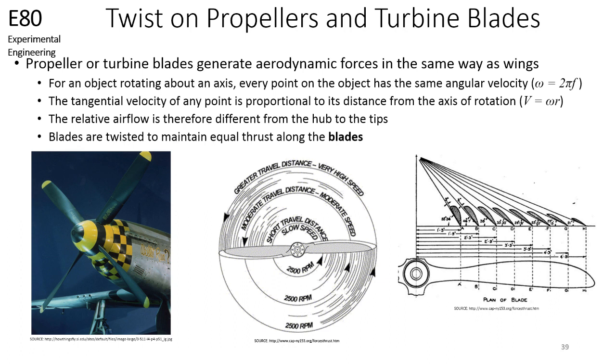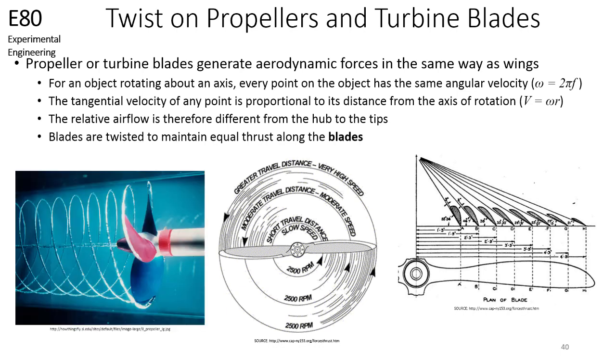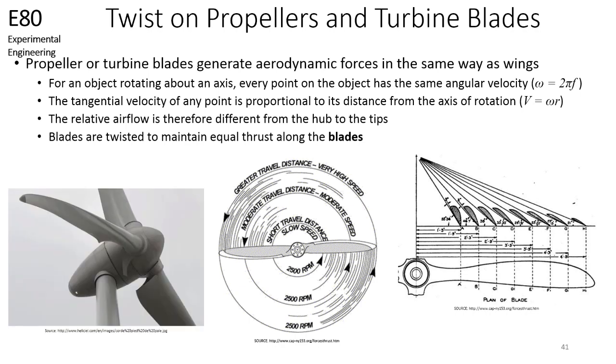Because of this difference in airflow, propellers and turbine blades need to have different angles of attack as well as different shapes in order to maintain equal thrust along the blades. If the propeller blades were not twisted, but rather were held at a fixed angle of attack from the hub to the tip, then you would have different thrust generated from hub to the tip, which would not be optimal. This is why the turbine blades that you will be using in your underwater robots are twisted. Next time you are in the lab, take a look at the blades on the thrusters of your underwater robot. This is also why the blades are twisted in the turbines used to generate wind energy.